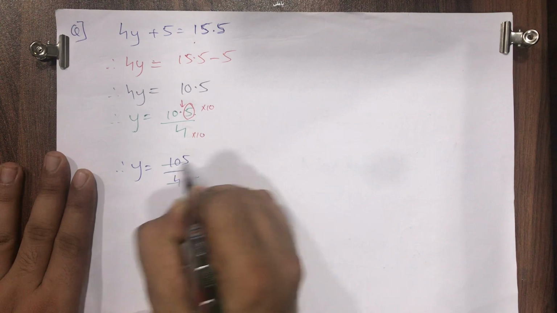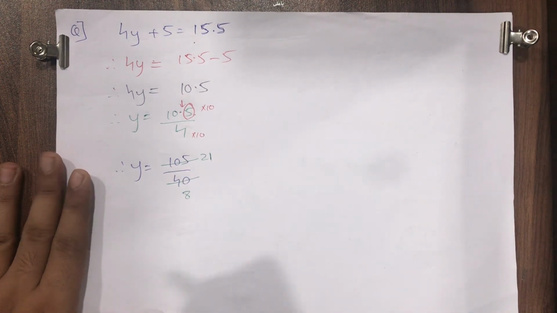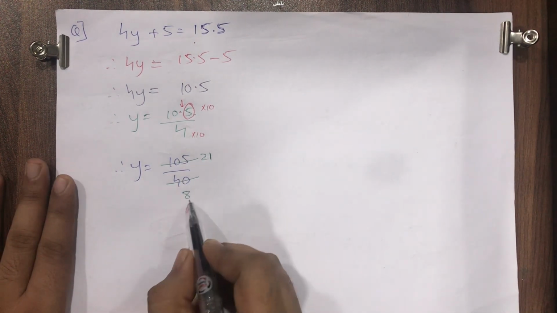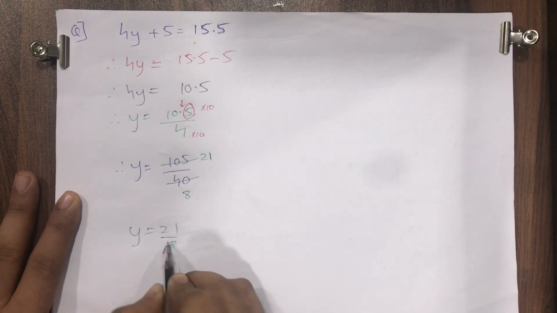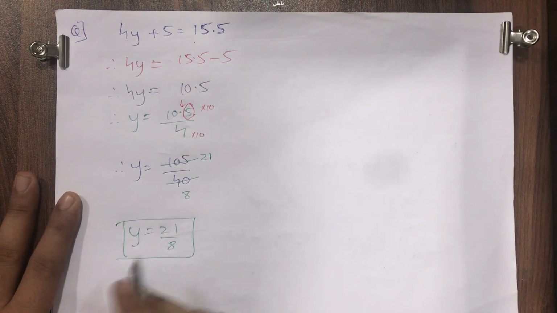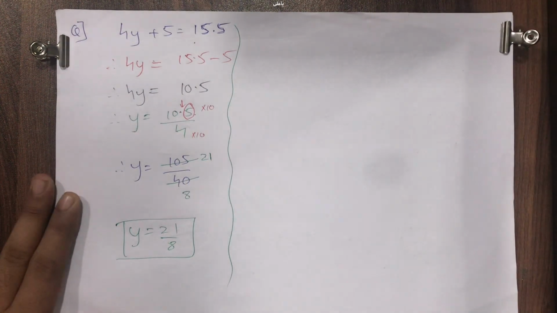5 8s are 40, 5 2s are 10, 5 1s are, okay, it's 21 here, it's 8. Now I cannot reduce it to a further extent. So y is equal to 21 upon 8. Now I have to plot this on the number line.